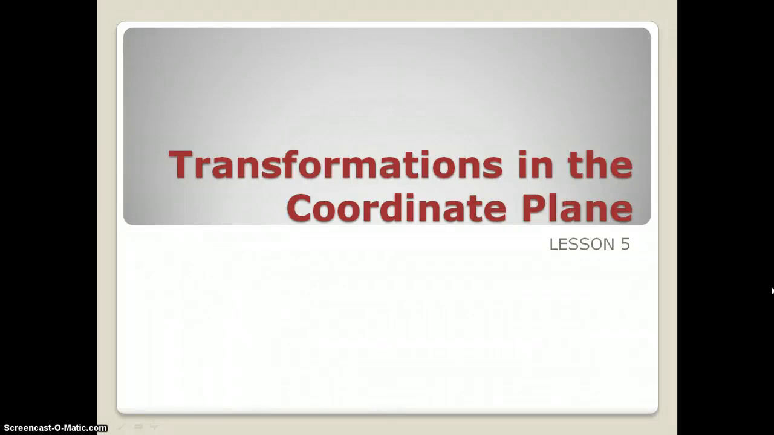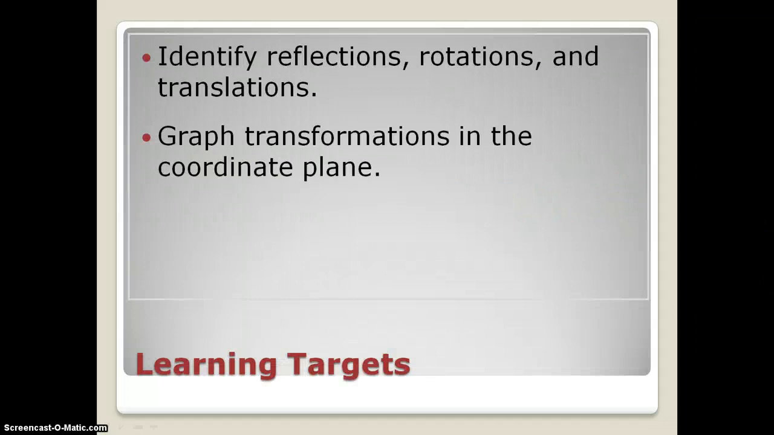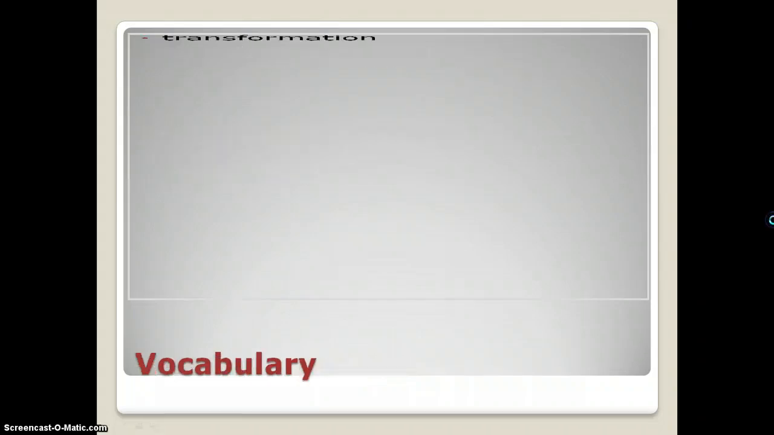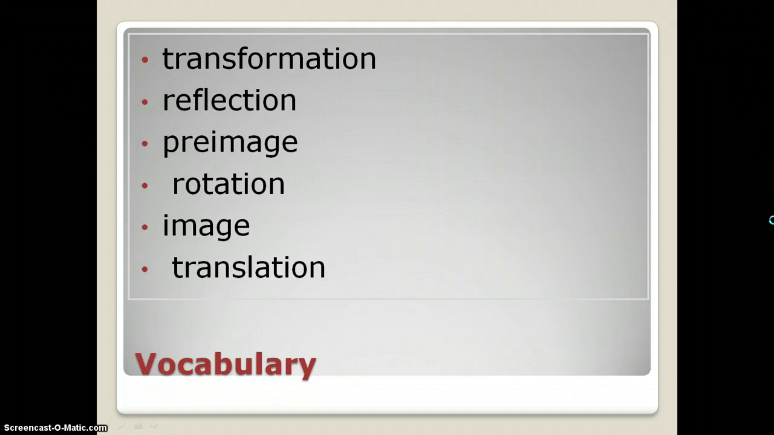Lesson 5, Transformations in the Coordinate Plane. Your learning targets for this lesson are to identify reflections, rotations, and translations, and graph transformations in the coordinate plane. Your vocabulary words are transformation, reflection, pre-image, rotation, image, and translation.